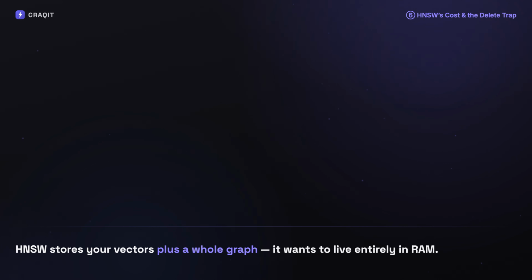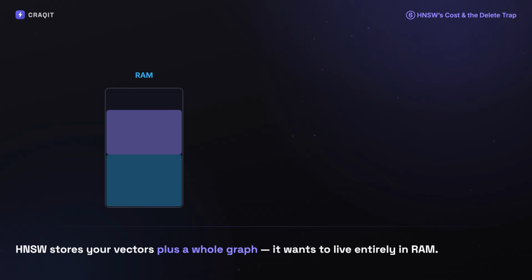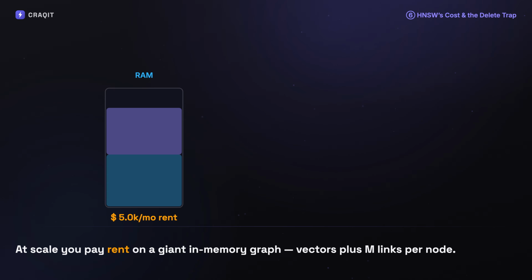So what's the catch? 2, and naming them unprompted is a staff signal. First, it is a memory hog. It doesn't just store your vectors, it stores an entire navigable graph on top. M links per node per layer. Picture 200 million vectors at 700 plus dimensions. That's hundreds of gigabytes of raw floats before a single graph edge, and to stay fast, the whole thing wants to live in RAM. At real scale, you're not paying for search. You're paying rent on a giant in-memory graph. That one fact is what forces every compression and disk trick in the next 3 chapters.